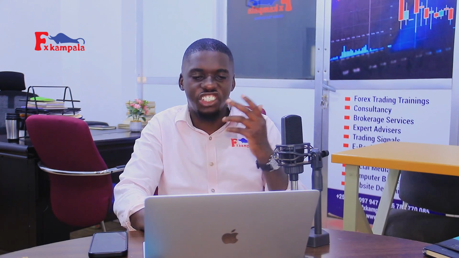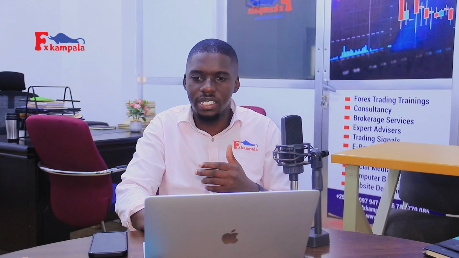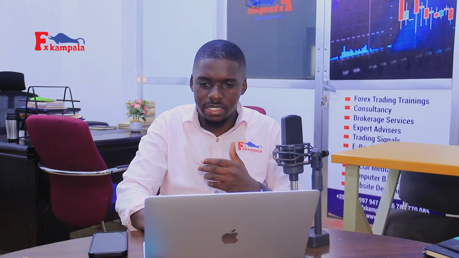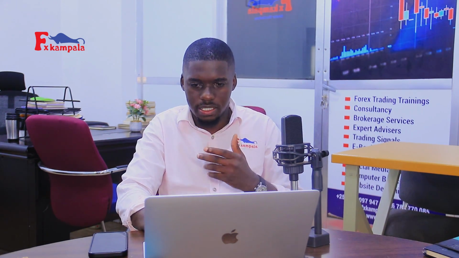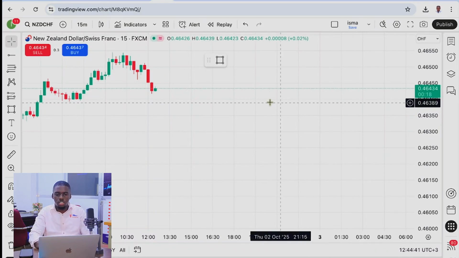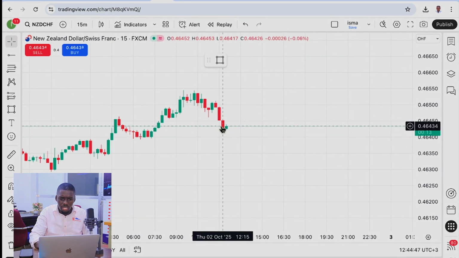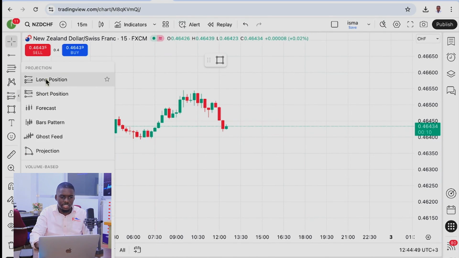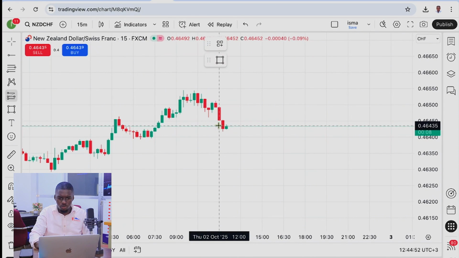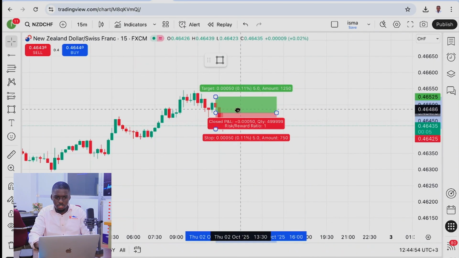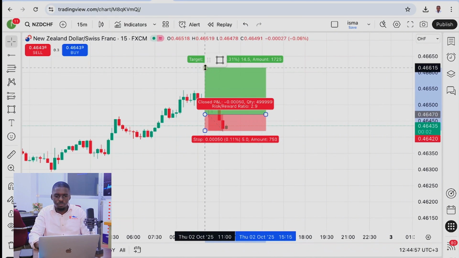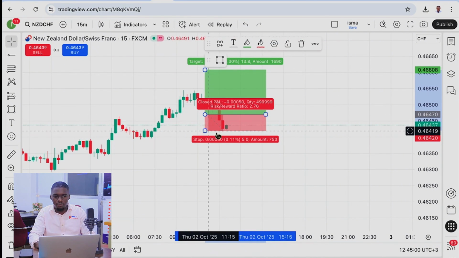So let's look at a scenario whereby you want to buy. Let me get a chart to elaborate this clearly for you to understand. Let me get a chart that has no trade in it. And so let's assume you wanted to buy along here. Let me put it such that you have a clear view of what I want you to see. Let's assume you wanted to buy here, okay?